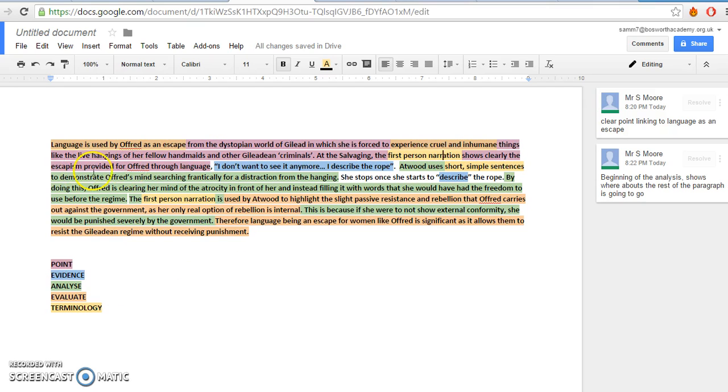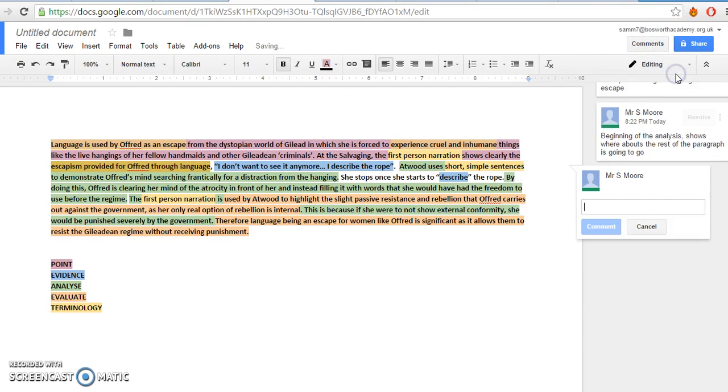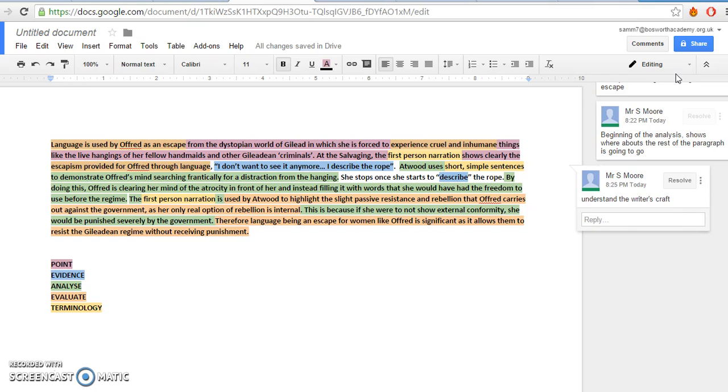The repetition of escapism again backs up the initial points. Escapism provided for Offred through language. So again, the idea about language shows that you understand the writer's craft. You know that what that word is doing, she's achieving that through the speech, through the dialogue, through the language.